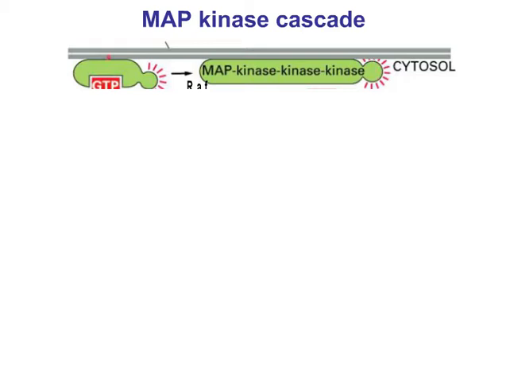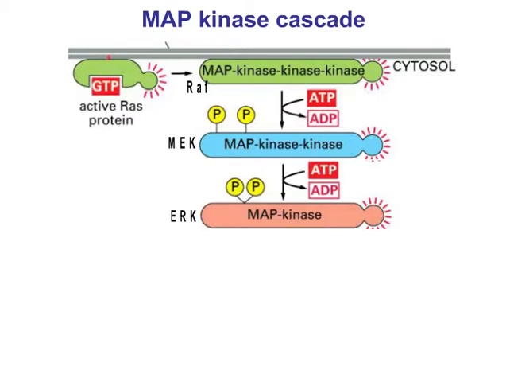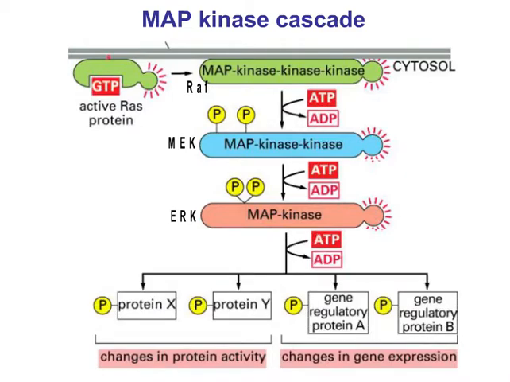Once activated, Ras can then bind to and activate RAF, a MAP kinase kinase kinase. Activated RAF can then phosphorylate and activate MEK, also known as MAP kinase kinase. This activates MEK, and it will phosphorylate another kinase called ERK, which is also known as MAP kinase. Activated ERK can then phosphorylate substrate proteins and affect their activity, as well as phosphorylating transcription factors to modulate gene expression in the cell.